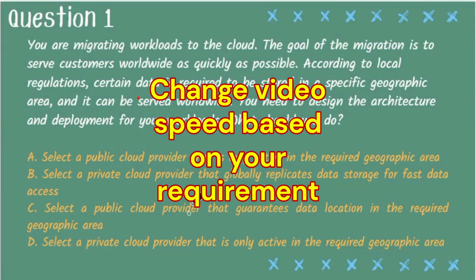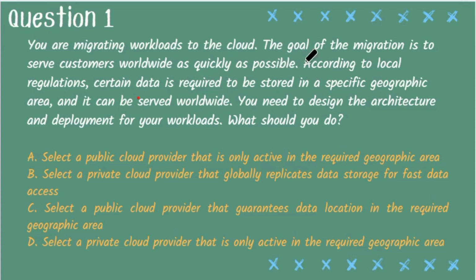Okay guys, so let's look at the first question. You're migrating workloads to the cloud and the goal of the migration is to serve customers worldwide as quickly as possible. According to the local regulations, certain data is required to be stored in specific geographic areas and it can be served worldwide. You need to design the architecture and deployment for your workloads. What should you do? The key line over here is that data needs to be stored in a specific geographic area and it needs to be served worldwide.